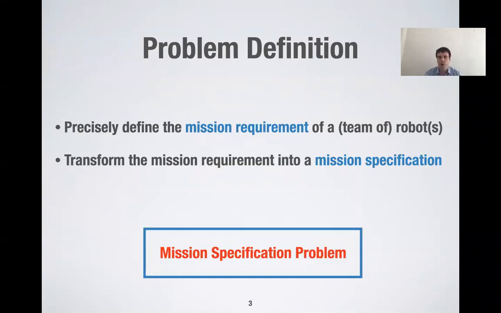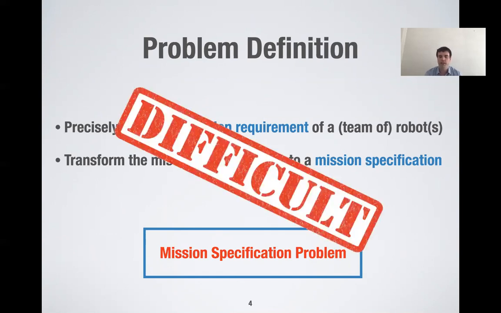The mission or mission requirement refers to the high-level goal the robotic application has to achieve. Once the robotic user has identified the mission requirement, he has to translate the mission requirement into a mission specification. The mission specification is a lower-level description of the requirement that can be automatically processed and executed. For example, the mission specification can be expressed using logic-based languages or programming languages such as C or Java. The robotic mission specification problem concerns the definition of the mission requirement the robotic application has to achieve and the translation of such a requirement into a mission specification.